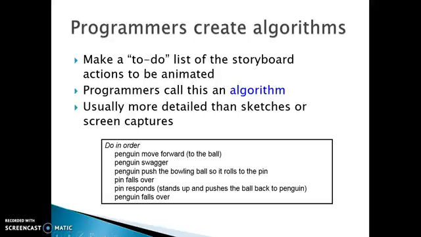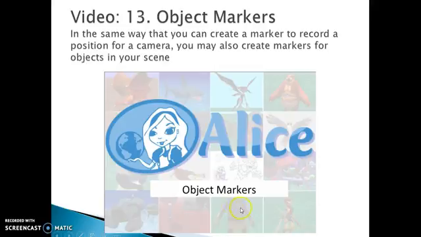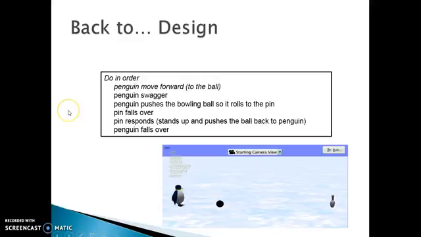And another thing that's important is deciding what you want to do in order and what you want to do together. So, doing in order: penguin moves forward towards the ball, penguin swaggers, penguin pushes the ball, pin falls over, pin stands back up, penguin falls over. And meanwhile, the ball is going to roll as well. Okay, and object markers, I think by the time you watch this video, you all will have played with those as well. Now, let's go back to design.